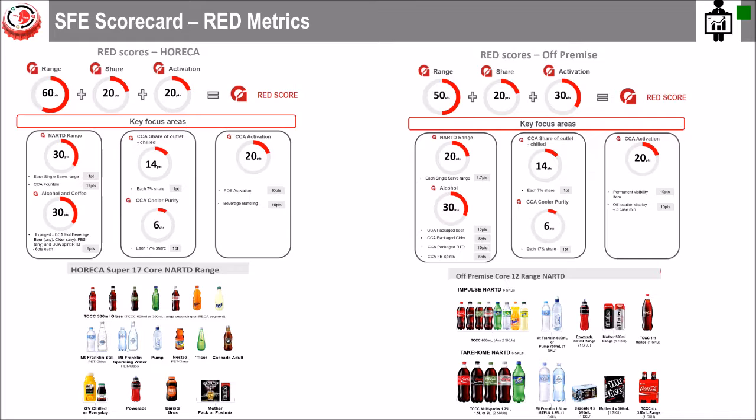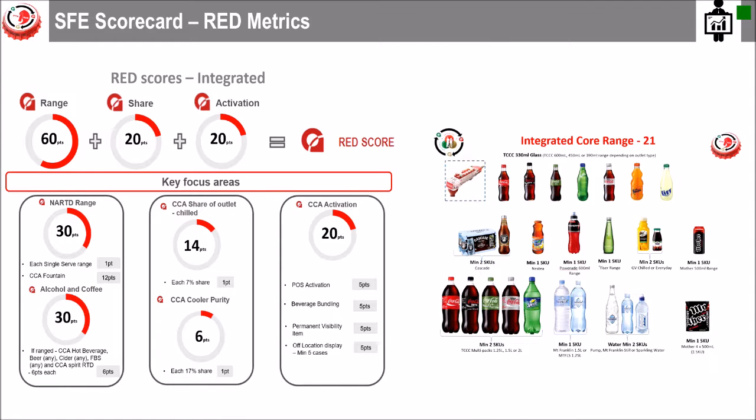Off-premise has a different range than HoReCa, as well as a different activation metric and also a slight difference in the weightings attributed to calculate the RED score. And finally, we have the integrated metrics that are a culmination of the HoReCa and off-premise metrics. In such a complex group of customers, the SFE scorecard has made a bold attempt to simplify the core execution metrics to those that will drive the most amount of growth in this segment. If you do need any further information on any of the channel-specific RED scores and how to calculate your RED score, please contact your local RED manager.